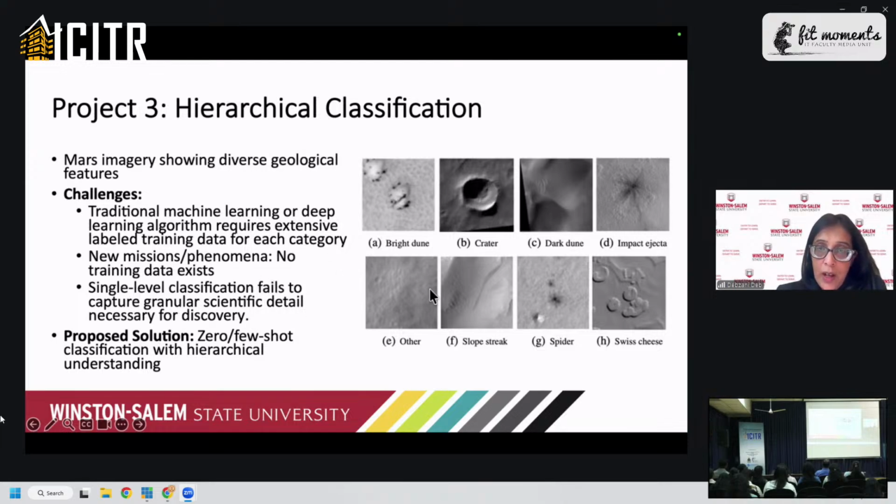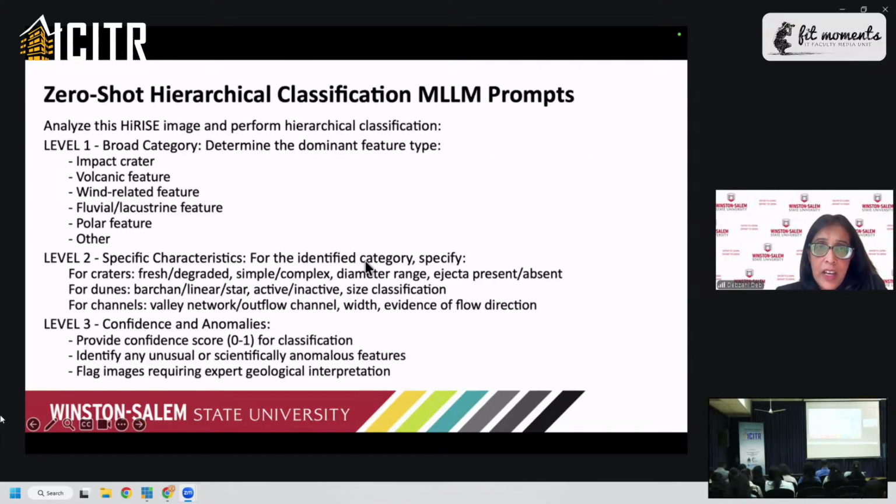And then of course, even with a traditional machine learning algorithm, all it can generate is a single-level classification like bright dune, crater, dark dune, or something like that. So the question is, can we go deeper? Number one, can we generate the classification without any labeled data or with very few labeled data? And second, can we do some hierarchical classification or a much deeper understanding of those images? So let's see our approach.